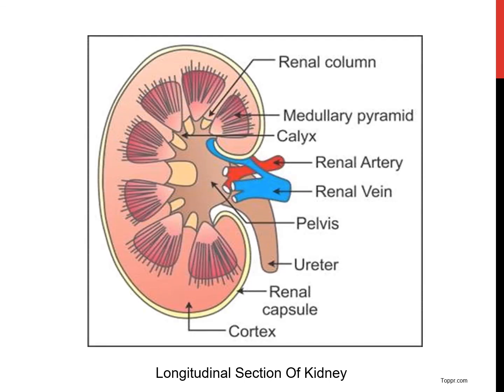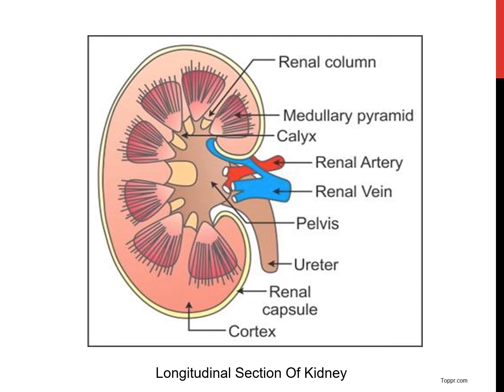This is a diagram of longitudinal section of kidney. This diagram is very important from the exam point of view. In the diagram, we see the outer region of kidney called cortex and the inner region of kidney known as medulla. In the medulla, we see medullary pyramids. We also see two blood vessels, renal artery and renal vein.